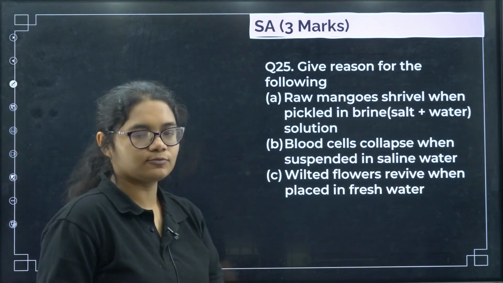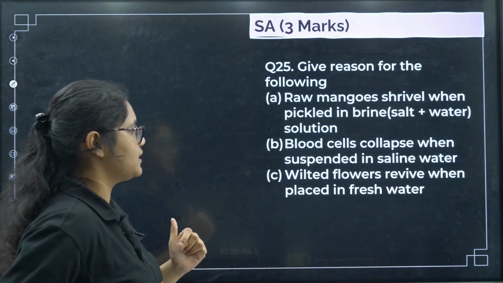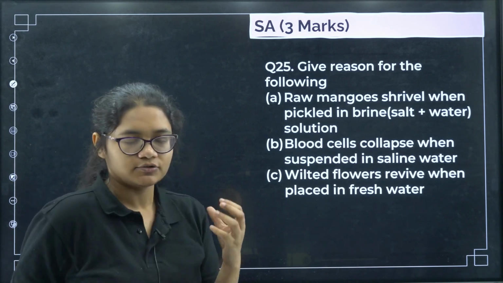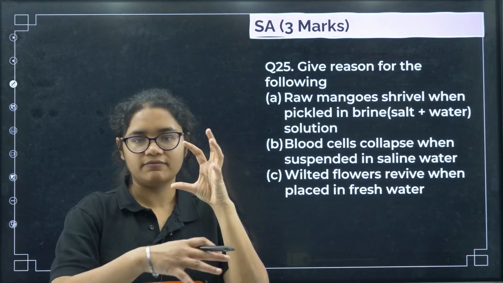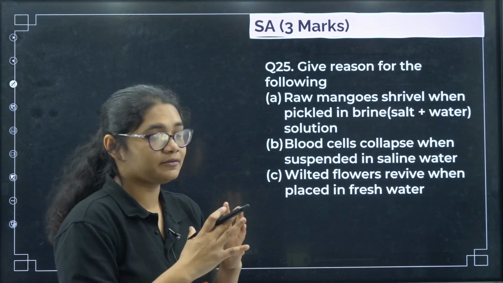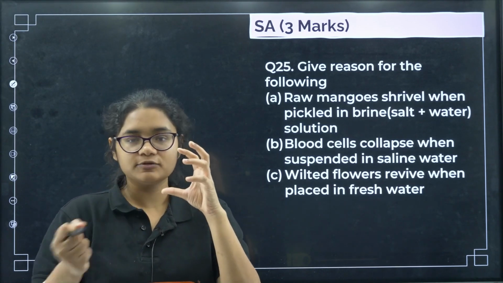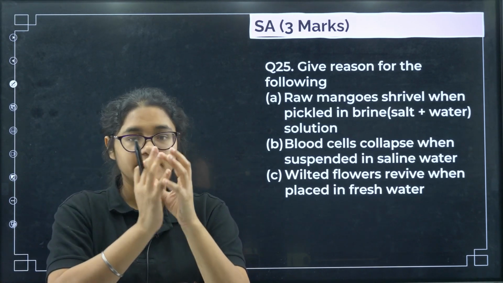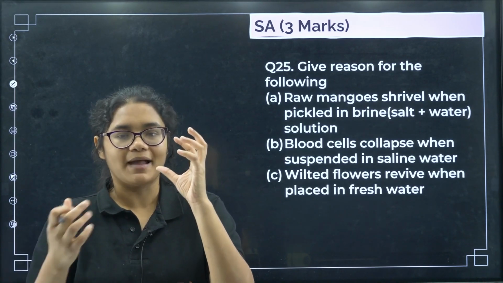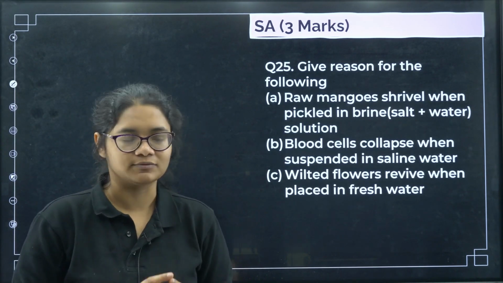Next, these are all osmosis applications, so many questions can be asked. Raw mango shrivels when pickled in brine solution. So if you have taken a raw mango and you have taken a salt solution, then it will shrivel. Why? Because osmosis will take place, right? Inside the mango there is more water and outside there is less water, so water will flow out, mango will shrivel, that is because of osmosis.